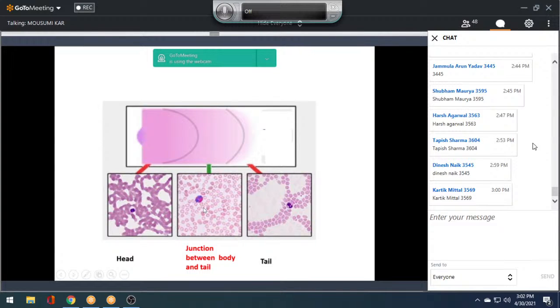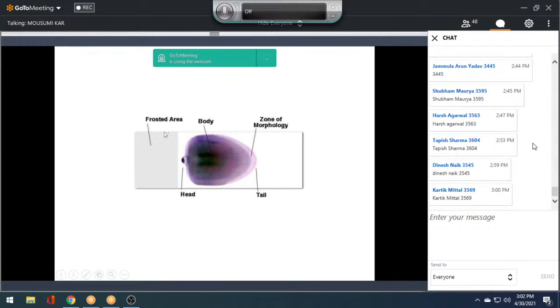What cell do you think this is? Eosinophil. Very good. Eosinophil. So this is the head, where everything is very dense. This is the tail, where the density is very less. Ideally, we should see the junction of the body and the head, where you'll be able to see the morphology properly. Nowadays, all the slides that we get have a frosted area, so it's very easy to label here. Otherwise, if you get a plain slide, remember to always leave a 1 centimeter gap so that you can label.